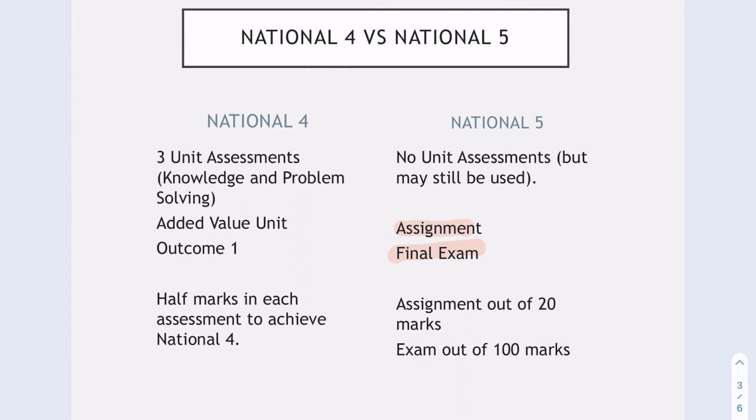With National 4, there are 3 unit assessments. They're split up into knowledge and problem solving. You've also got something called an added value unit, so that's like a little project that you work on and you research yourself. And then finally you've got something called an outcome 1. An outcome 1 is a lab report that you write up from an experiment.